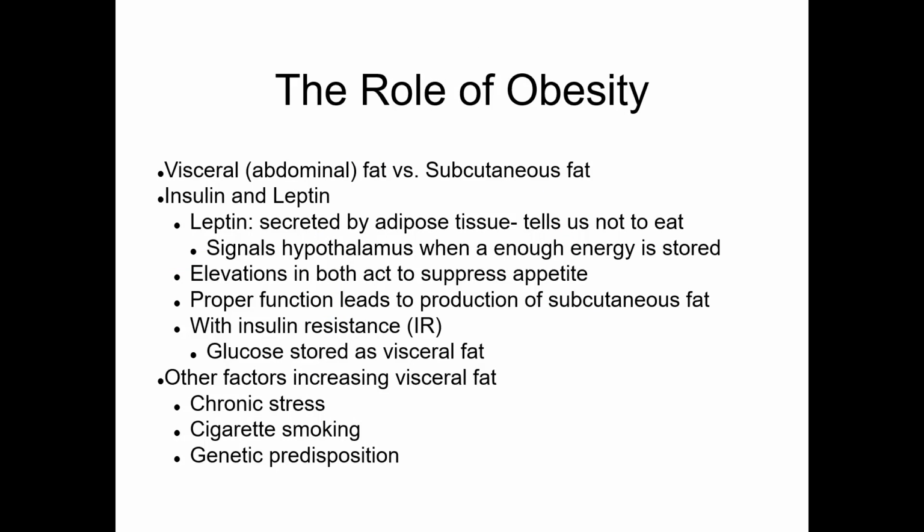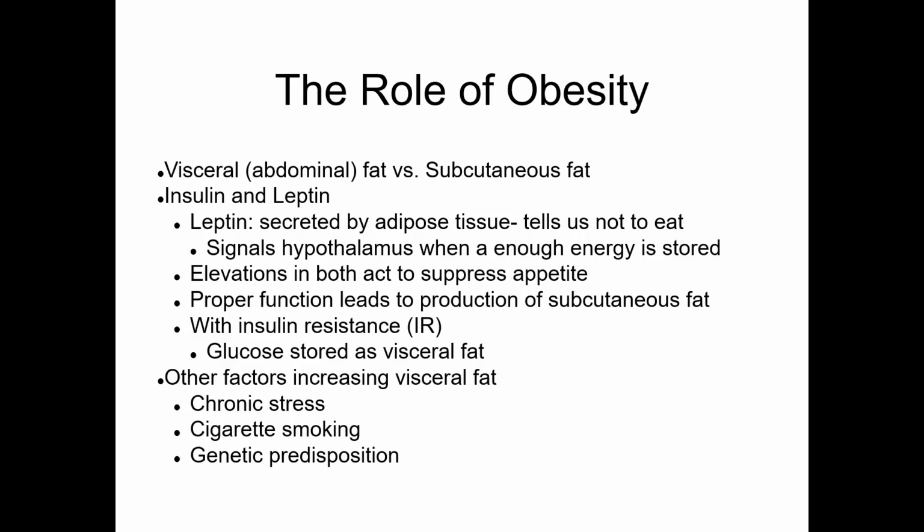So the role of obesity, so visceral or abdominal fat versus subcutaneous fat. Subcutaneous fat is generalized, it's found all over the body. Visceral fat that specifically accumulates in the abdomen, that's a little bit more dangerous and a little bit more indicative of metabolic syndrome. Subcutaneous fat is cushy, it's underneath the surface of the skin and it kind of looks lumpy from the surface of the body, while visceral fat usually makes the abdomen look solid, just distended. Insulin and leptin. So insulin and leptin both act to suppress the appetite.